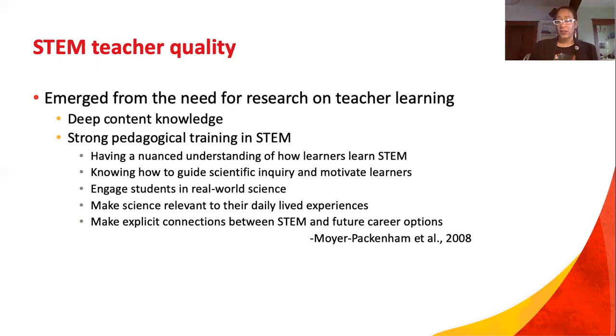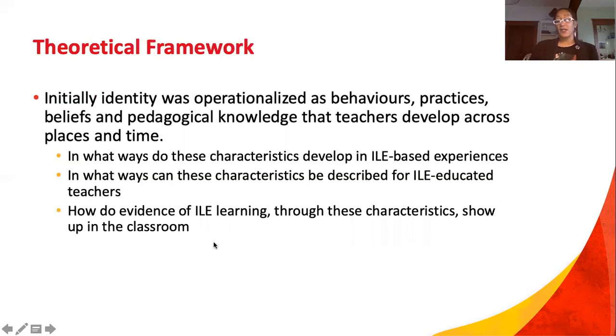And that needs to go beyond the learning of science content, to also the places and spaces where people learn STEM, and then also the barriers that people have to learning STEM. And that's when we start to think about equity in STEM education, when we expand that notion of how learners learn STEM. So initially, the identity framework that I worked with operationalizes behaviors, practices, beliefs, and pedagogical knowledge that teachers develop across places and time. And these are the 3 research questions that I initially pursued. How do these characteristics develop in ILE-based learning experiences? In what ways can these characteristics be described for ILE-educated teachers? And how does this evidence of informal learning environment learning show in the classroom?